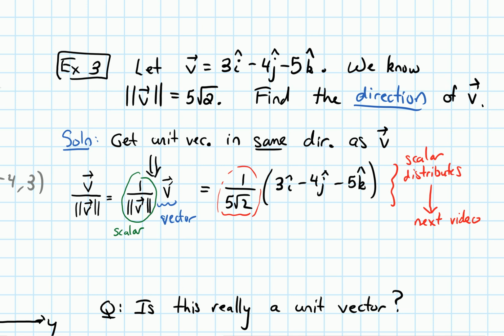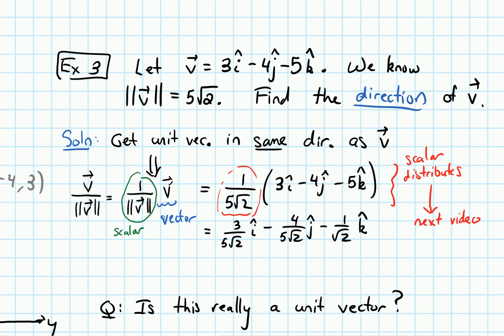Okay, but I think it's something that we'd intuitively expect to be true here, so I'm just going to go ahead and use it, although we'll see it again more formally in the next video. So if we distribute that, we end up with 3 over 5 root 2 i hat minus 4 over 5 root 2 j hat. And then the next term would actually be minus 1 over root 2, because the 5's cancel, k hat.